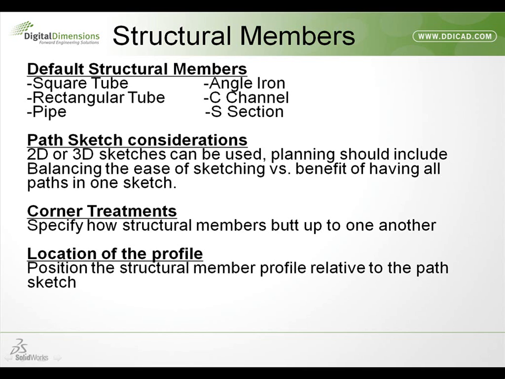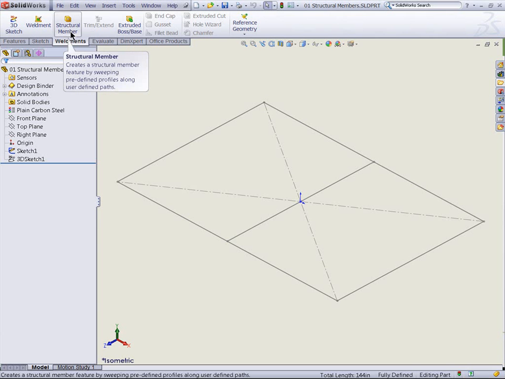And finally, for my structural members, I can specify the location of the initial profile. We can position the initial profile relative to the path based on a pierce point. The pierce point is basically the location of the profile relative to the path. And I'm using this term path as it relates to a sweep feature. Your path would be the trail that your profile follows. And with this, we'll go into SOLIDWORKS.